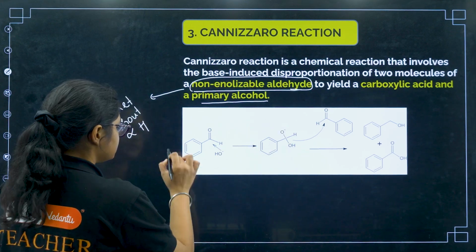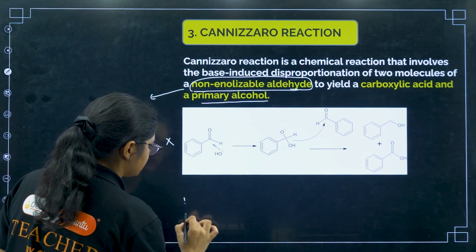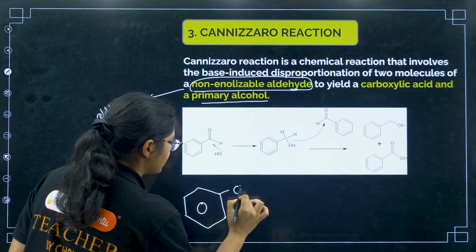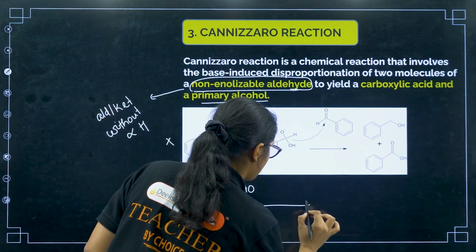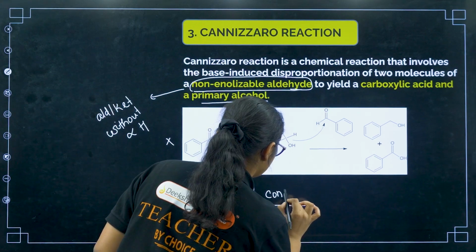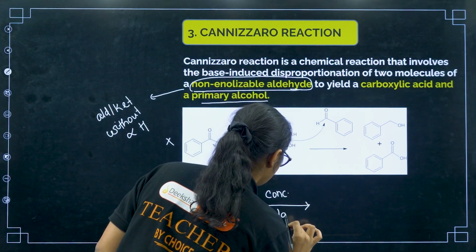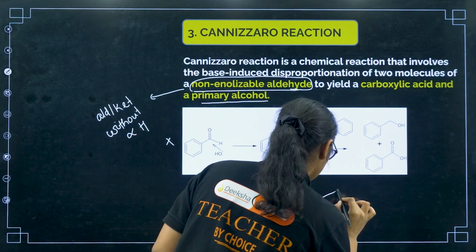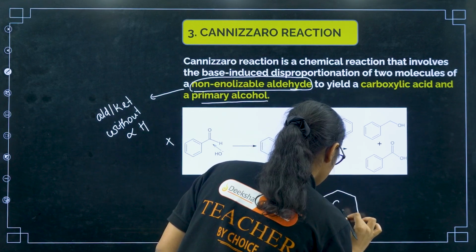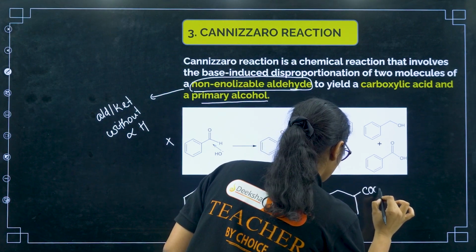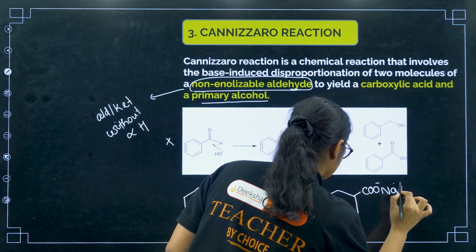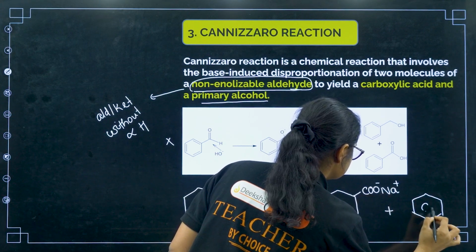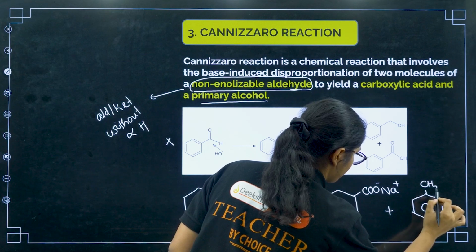For example, if I take benzaldehyde and concentrated NaOH, one molecule will get converted to COO minus Na plus, and the other one will get converted to CH2OH.